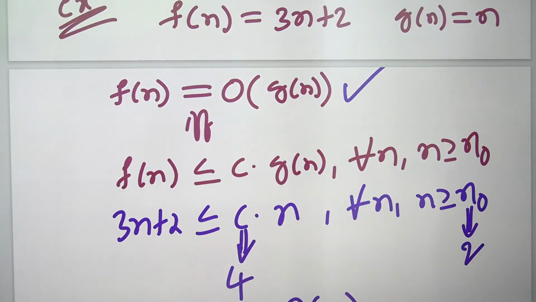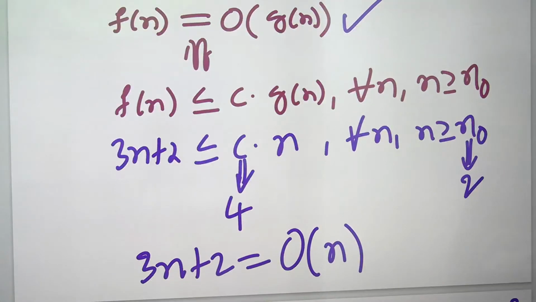After the definition, I took the first example. f of n is 3n plus 2, g of n is n. I want to prove f of n is big O of g of n if and only if this condition is satisfied. On the left is 3n plus 2, on the right is n. To be frank, left is bigger, but according to the definition I have to prove right is bigger by taking c's help. I took c value 4, for all n greater than or equal to n0.